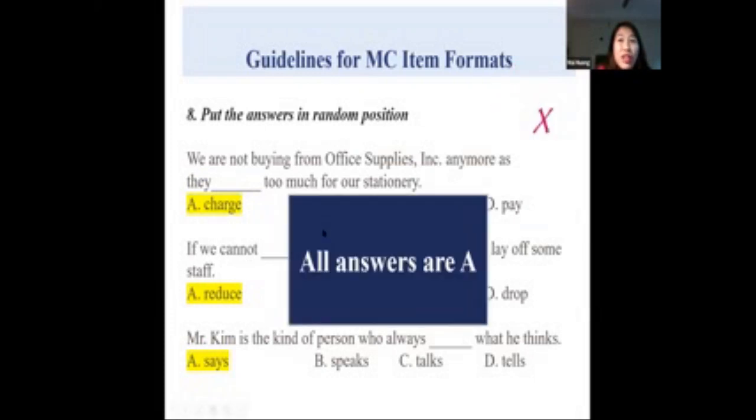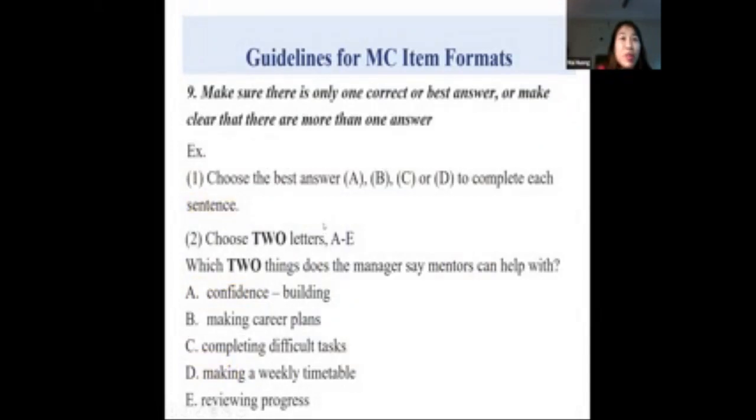Now for the next principle: make sure there is only one correct or best answer, or make clear that there is more than one answer. Like in the first example, the instruction is choose the best answer, with answer in a singular form. So the test taker can understand that only one answer is correct. But for the next example, the test designer has to indicate that there are two correct answers.